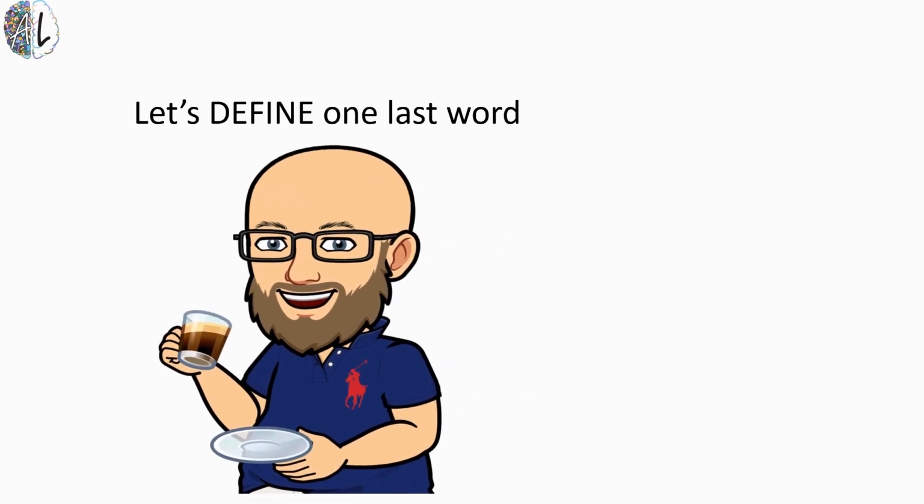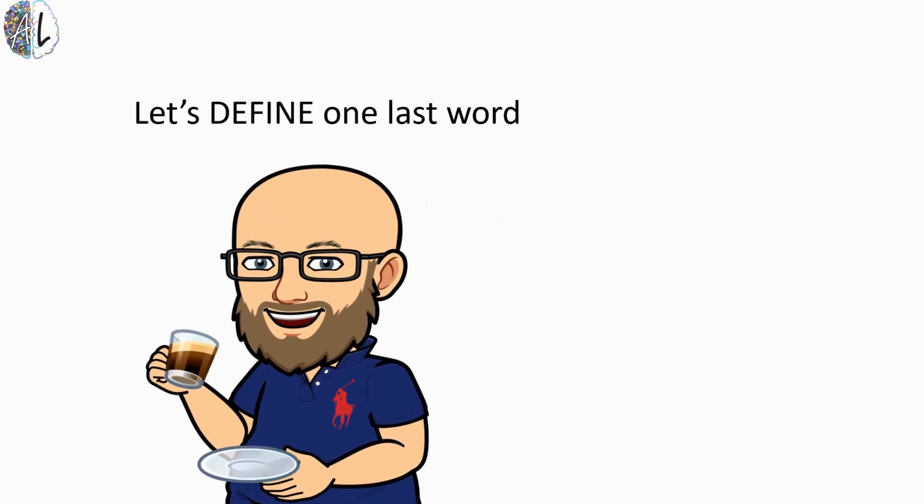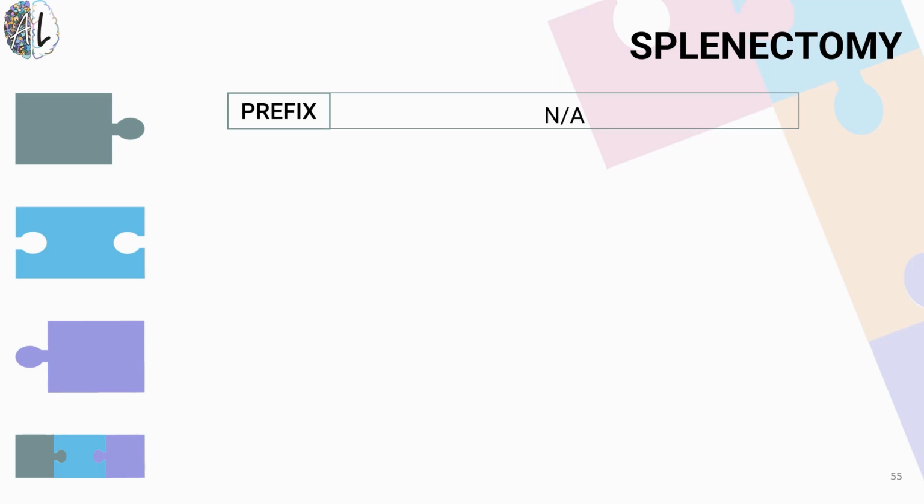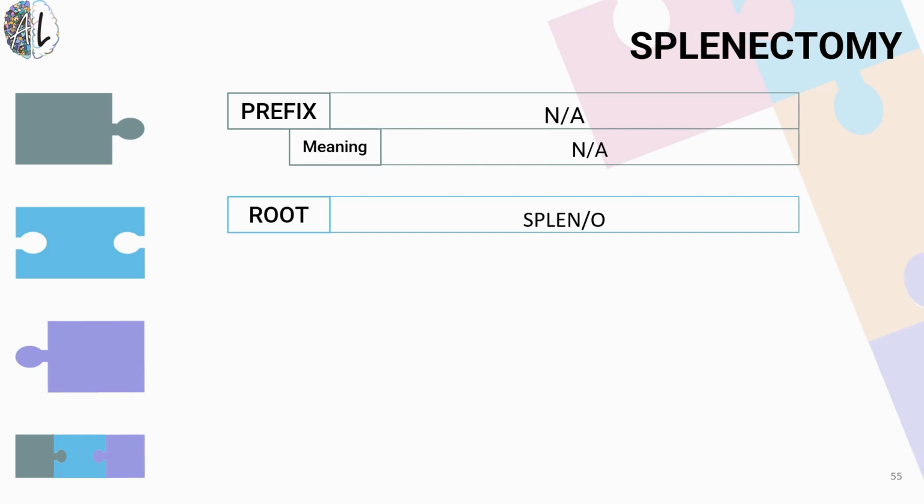All right, let's try one more word. Again, remember, practice makes perfect. All right, the word is splenectomy. Splenectomy. Hit pause if you need to, see if you can do it by yourself first, and then unpause to see if you got the right answer. Okay, so again, we don't have a prefix here. We do have a root term. The root term is spleno, and it referred to, of course, the spleen.